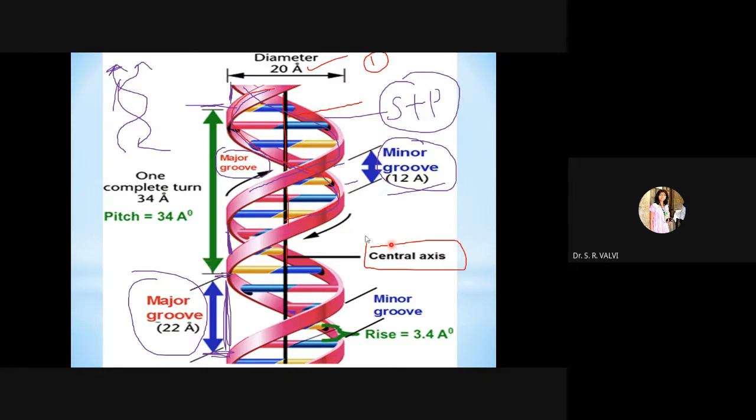And if you see this central, ladder-like structure, right? These structures are actually the nitrogenous bases. So what are the nitrogenous bases? I will explain in my further slides, right? So in this diagram, I want to make clear what the major groove actually is, what the minor groove actually is, what is the distance of it, and what is the distance of a complete one turn of DNA.